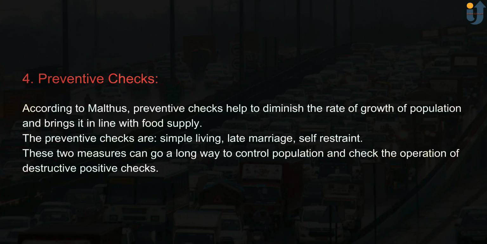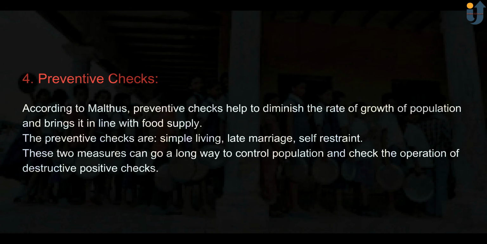The next point is preventive checks. According to Malthus, preventive checks help to diminish the rate of growth of population and bring it in line with food supply. The preventive checks are simple living, late marriage, and self-restraint. These measures can go a long way to control population and check the operation of destructive positive checks.